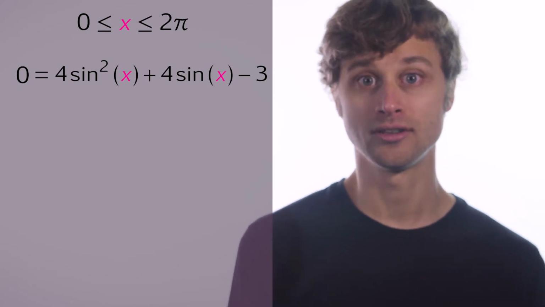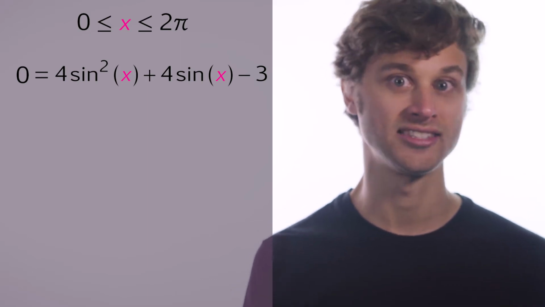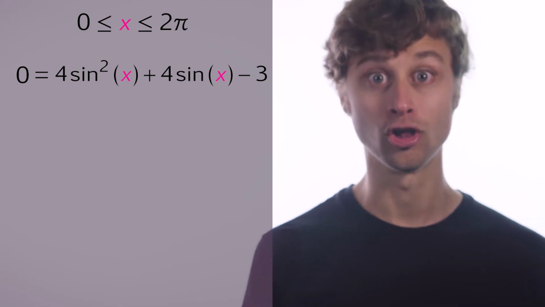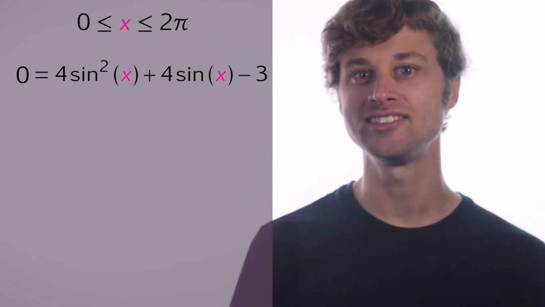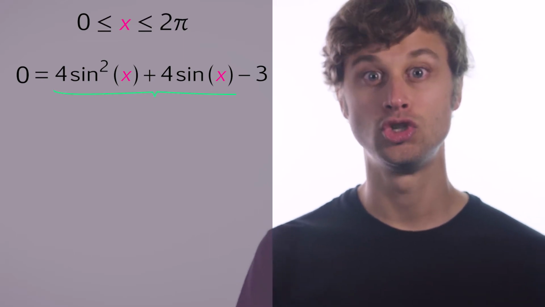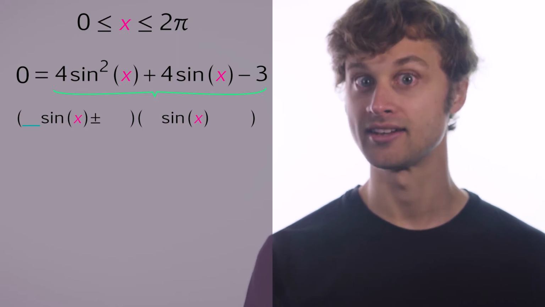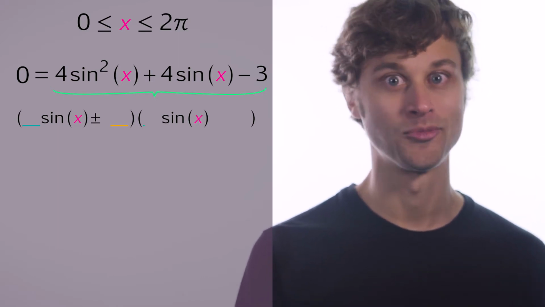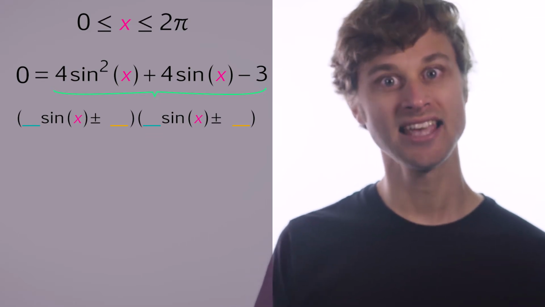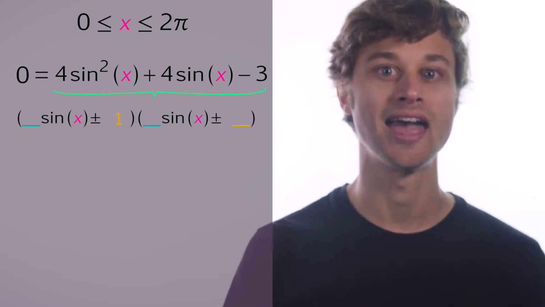Now I can solve this using my normal factoring. We can also use the quadratic formula here, so that sine of x is equal to the opposite of b plus or minus the square root of b squared minus 4ac, all over 2a. But in this case, this one is actually factorable, so let's try that. So I can factor this into two factors: something times the sine of x plus or minus something else, times something times the sine of x plus or minus something else. The second blank in each of these parentheses must be 1 and 3.